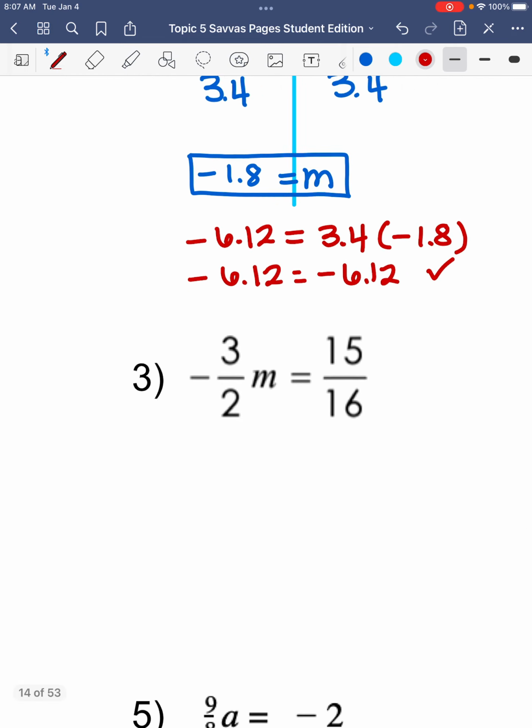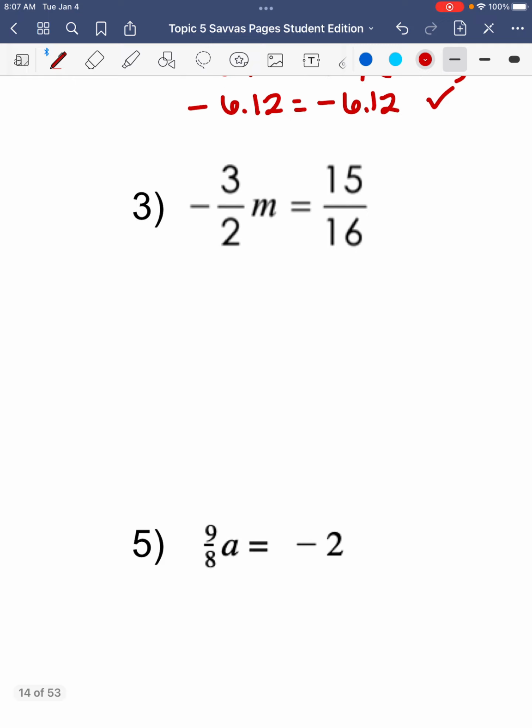Okay, moving on to number 3. So this time we have fractions. So we're still trying to get our variable by itself, and we still know that whatever we do on one side, we must do on the other. So our variable is this m right here. How is negative 3 over 2 connected to m? If you said it's connected through multiplication, you're correct. So how do I divide?